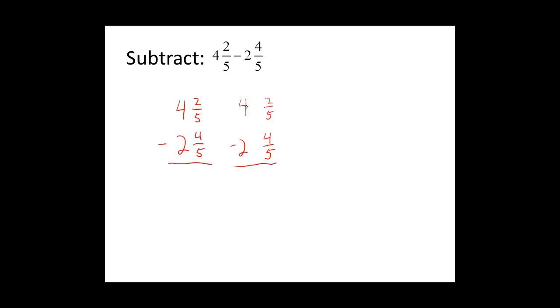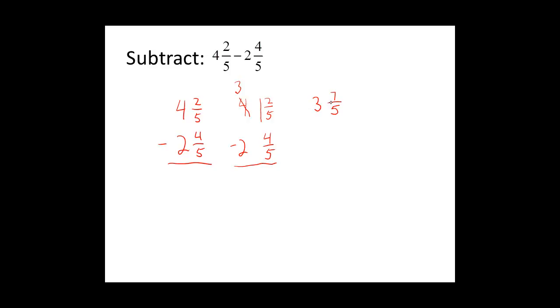We will take from the 4 and make it a 3, and put the one that we borrowed as a whole number next to the fraction part. Next, we will change this mixed number into an improper fraction. The whole number times the denominator plus the numerator. 1 times 5 is 5, plus 2 is 7, keeping the denominator of 5.